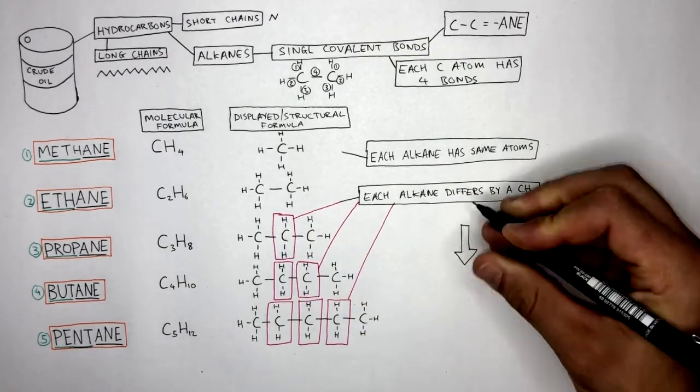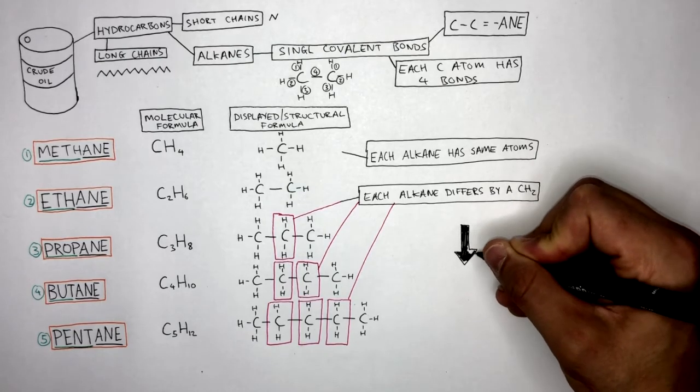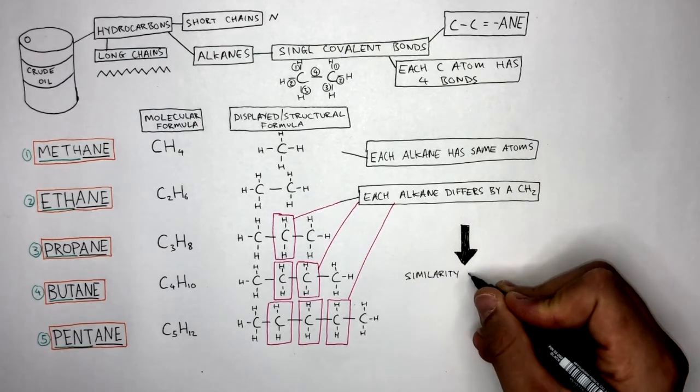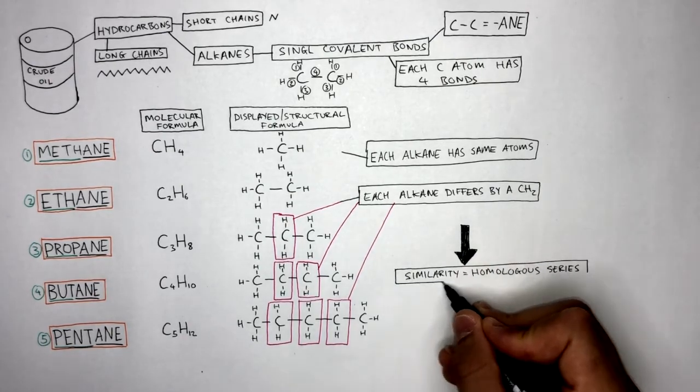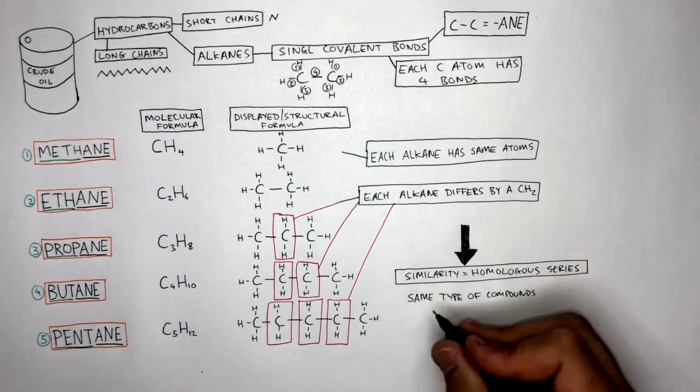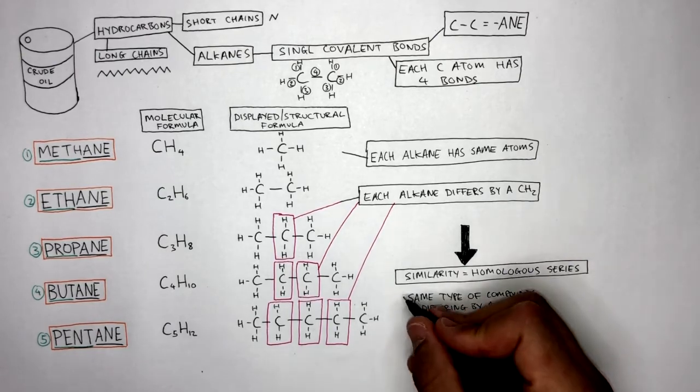Therefore, one word that is synonymous with homologous series is similarity. The definition of homologous series is the same type of compounds differing by a CH2.